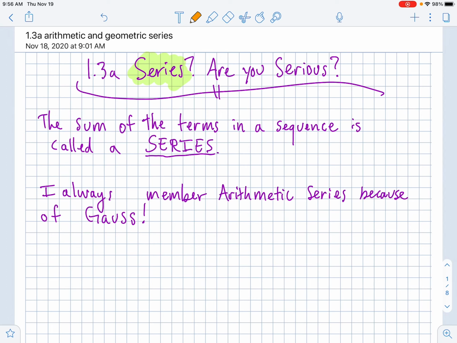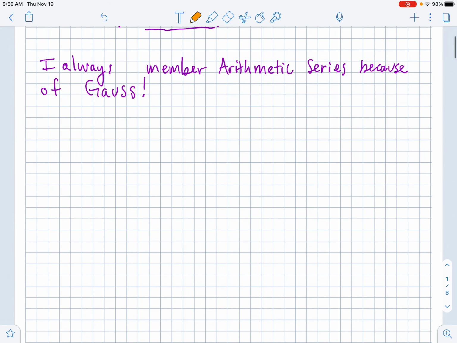So, truth be told, I don't always remember the formula for an arithmetic series, but I do remember this little story about one of my all-time favorite mathematicians, Gauss. So the story goes that Gauss, back in Germany in the whatever hundreds, was in this little schoolhouse, and the teacher was trying to punish the class for being too rowdy. And so, she told all these 6 and 7-year-olds to go back to their desk and take out a piece of paper and add all the numbers from 1 to 100.